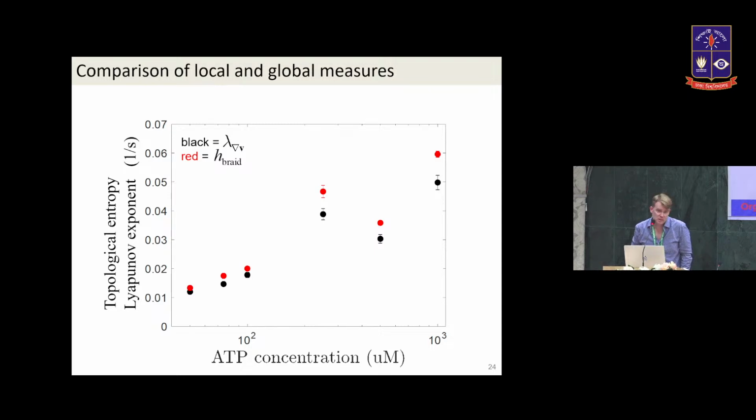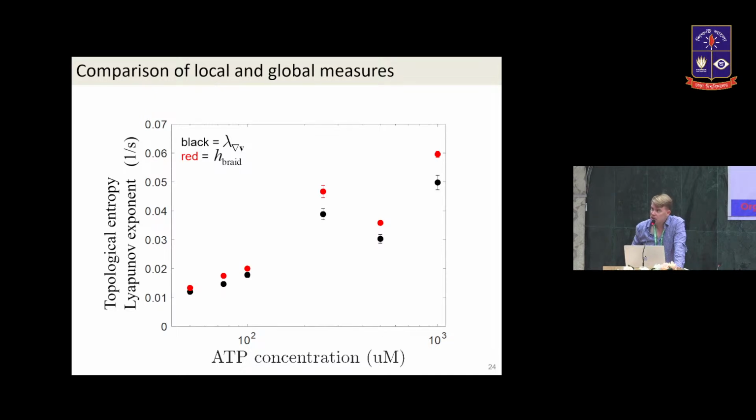And that might just be an experimental quirk, but there is actually a theorem here. This is a well-known theorem in dynamical systems that says for these kinds of two-dimensional fluid problems, the Lyapunov exponent is in fact bounded by the topological entropy. So we would have been really concerned if this was flipped. If the black dots were above the red dots, that would have been a problem. But with the black dots being below the red dots, that's actually consistent with this mathematical theorem.